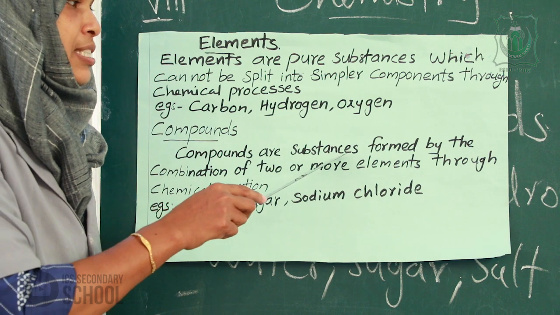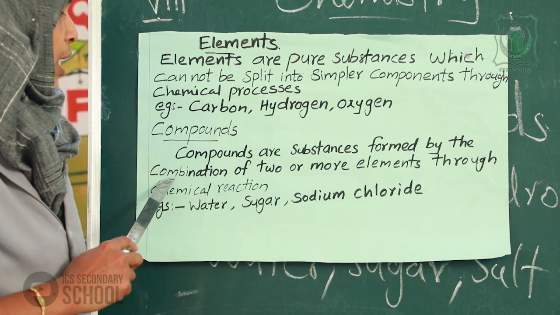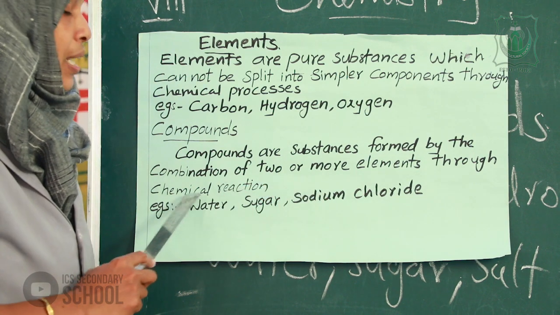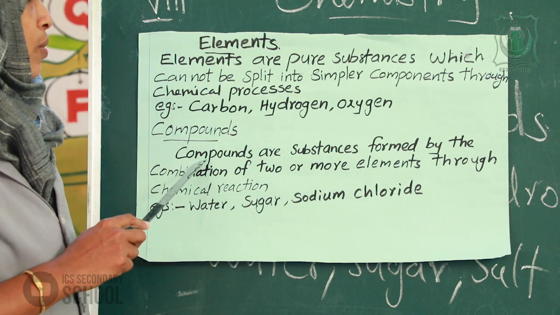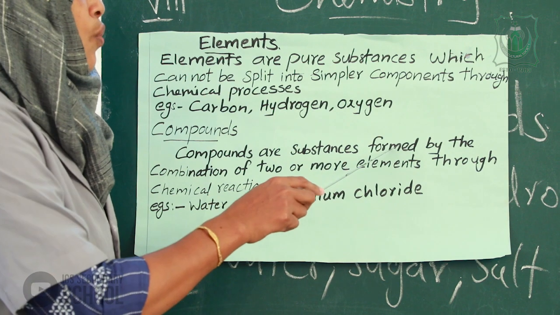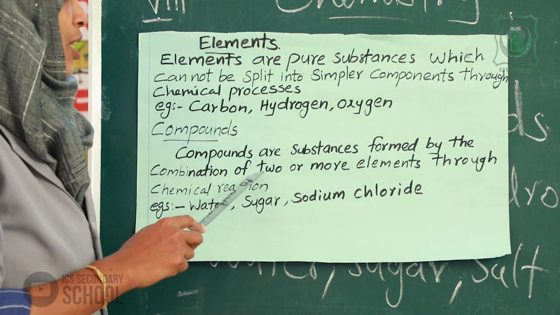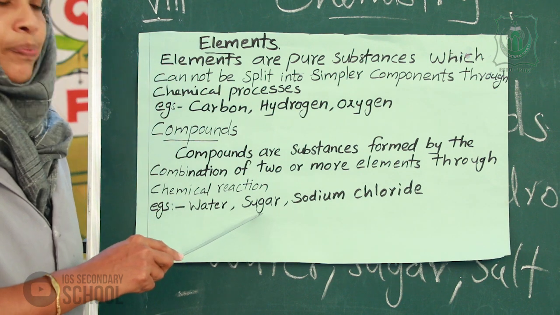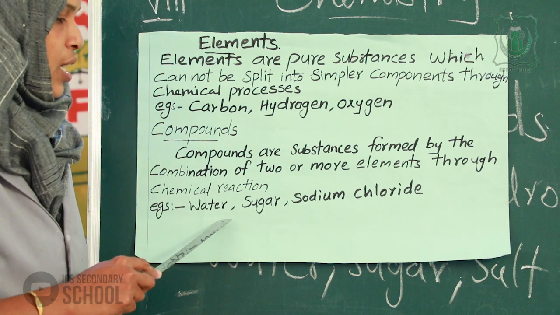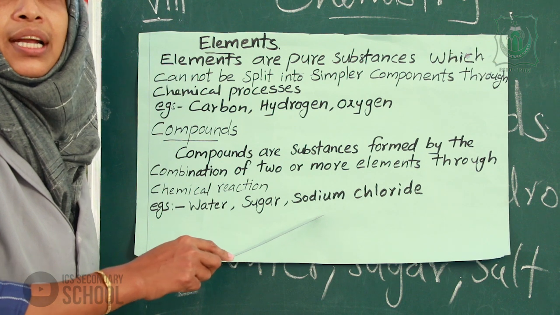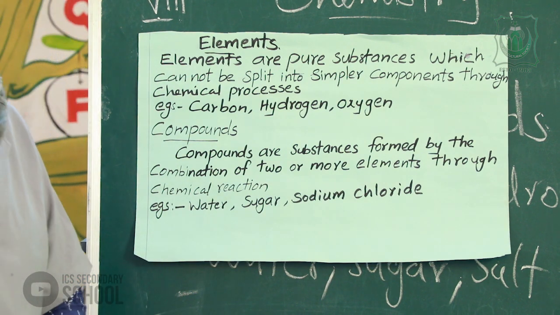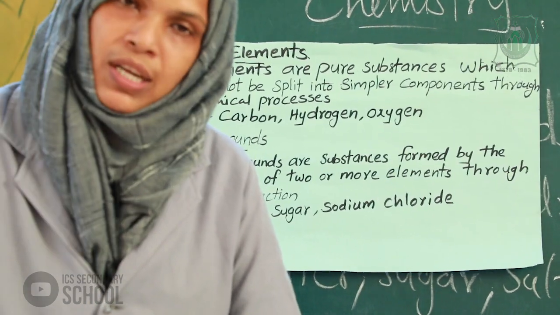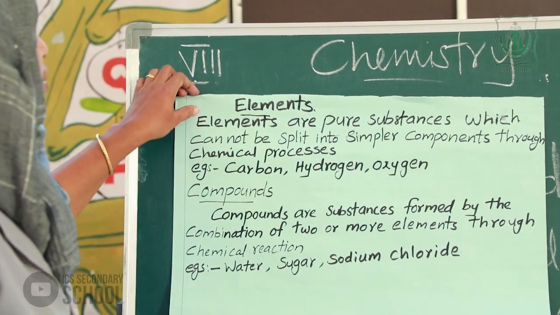Then next, compounds. Compounds are substances formed by the combination of two or more elements through chemical reaction. Examples are water, sugar, sodium chloride, potassium permanganate, etc.